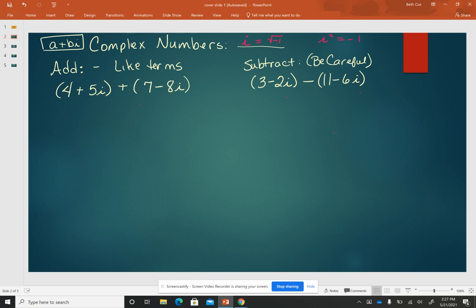All you got to do is add the like terms. It's very simple. 4 plus 7 are like terms, and I'm just going to add those. 4 plus 7 is 11. And then plus 5i and minus 8i will be minus 3i. Very intuitive.